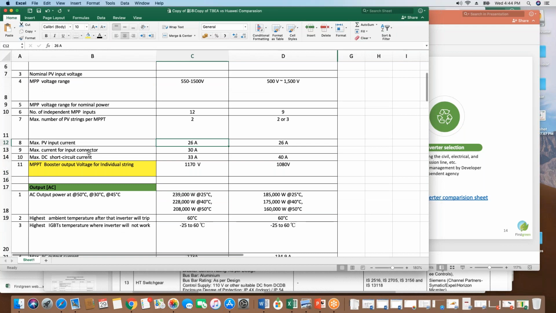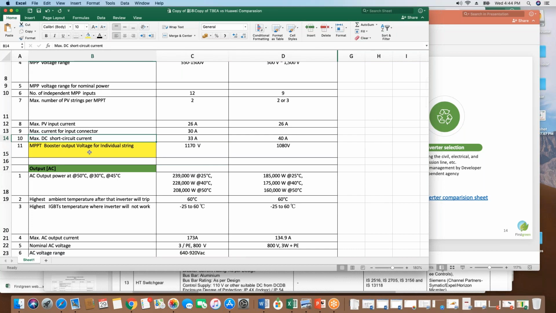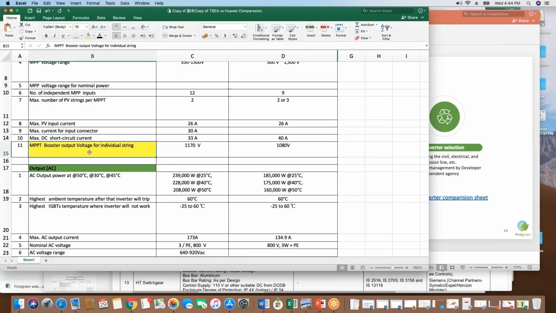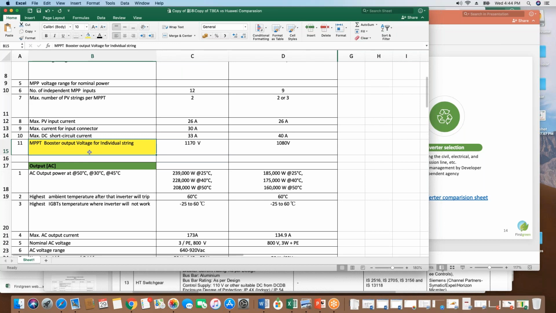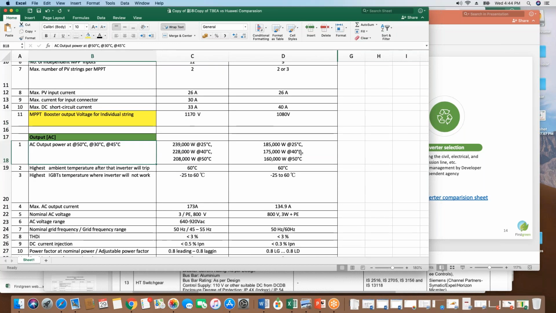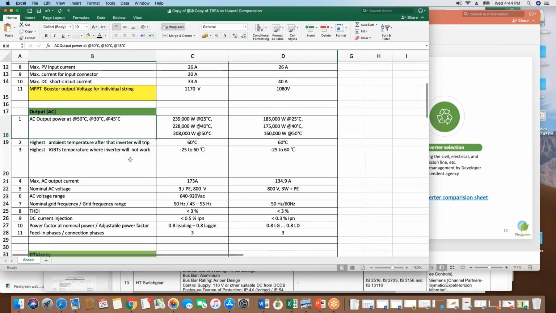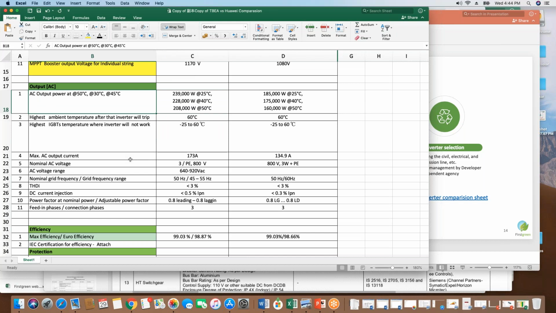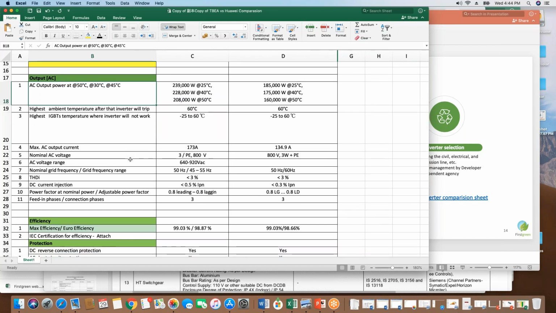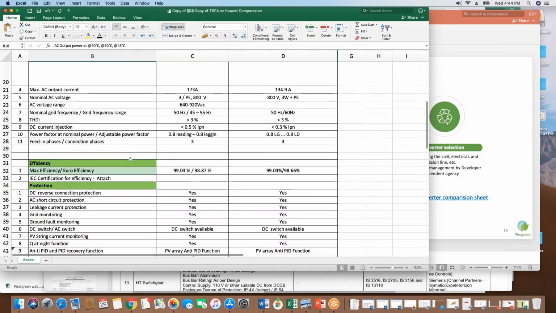Then maximum input current, short circuit current, and MPPT booster output voltage. This is also one important factor you should consider. AC power output, at what voltage you are getting the AC power output, that is also defined. How much is the highest ambient temperature the inverter can withstand is one more factor. How much is the nominal AC voltage? What is the AC voltage range? In this case, 640 to 920.